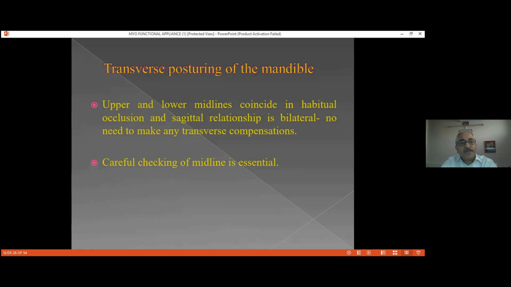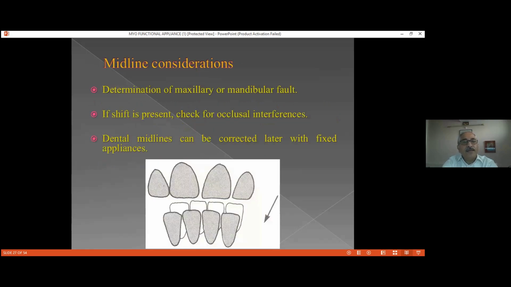Here, a mild skeletal shift of the mandible can be corrected by transverse positioning of the mandible. Now, for midline determination, we have to determine the maxillary and the mandibular fault. Firstly, we have to assign where the fault lies.